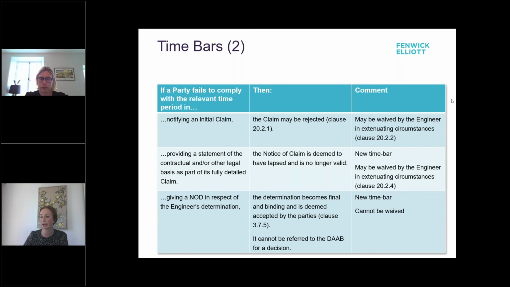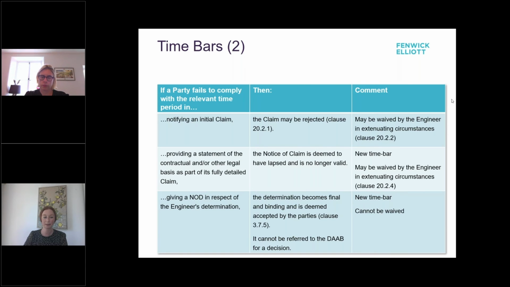We also have providing a statement of the contractual or legal basis at the point where the contractor is submitting a detailed claim. If it leaves out that information within the time period of 84 days, then again, the notice of claim can be deemed to have lapsed and is no longer valid. But again, this may be waived by the engineer in extenuating circumstances.